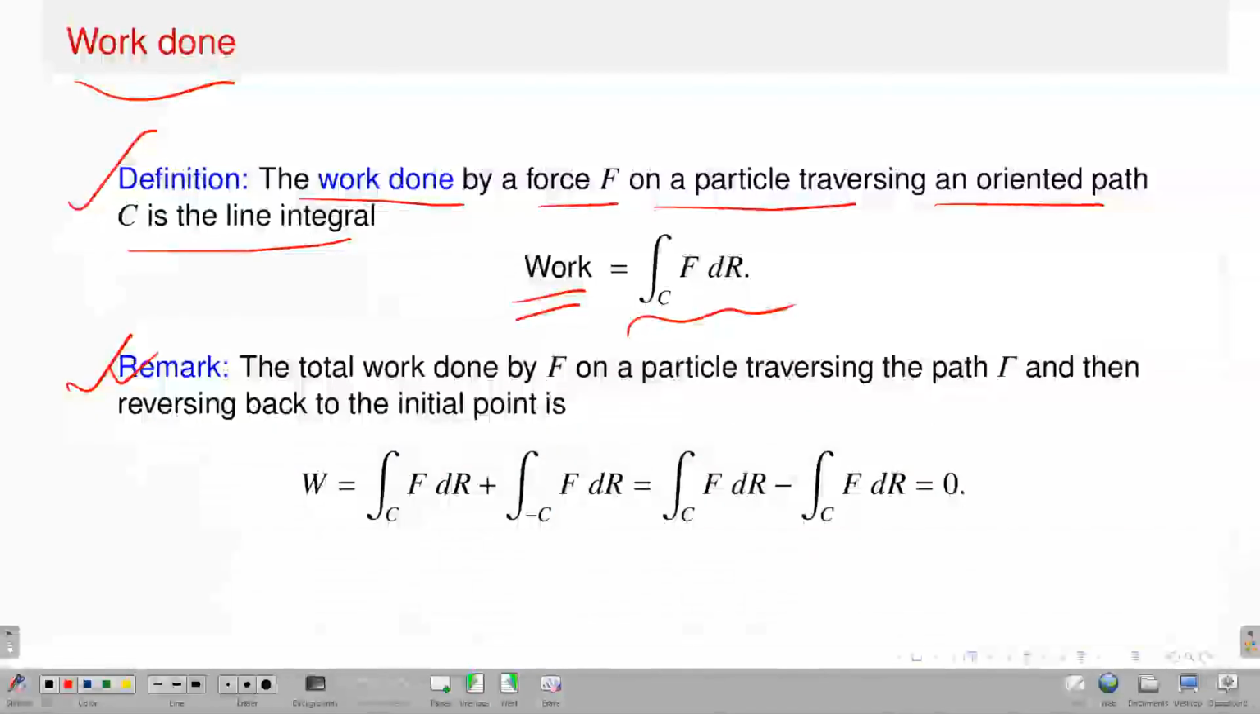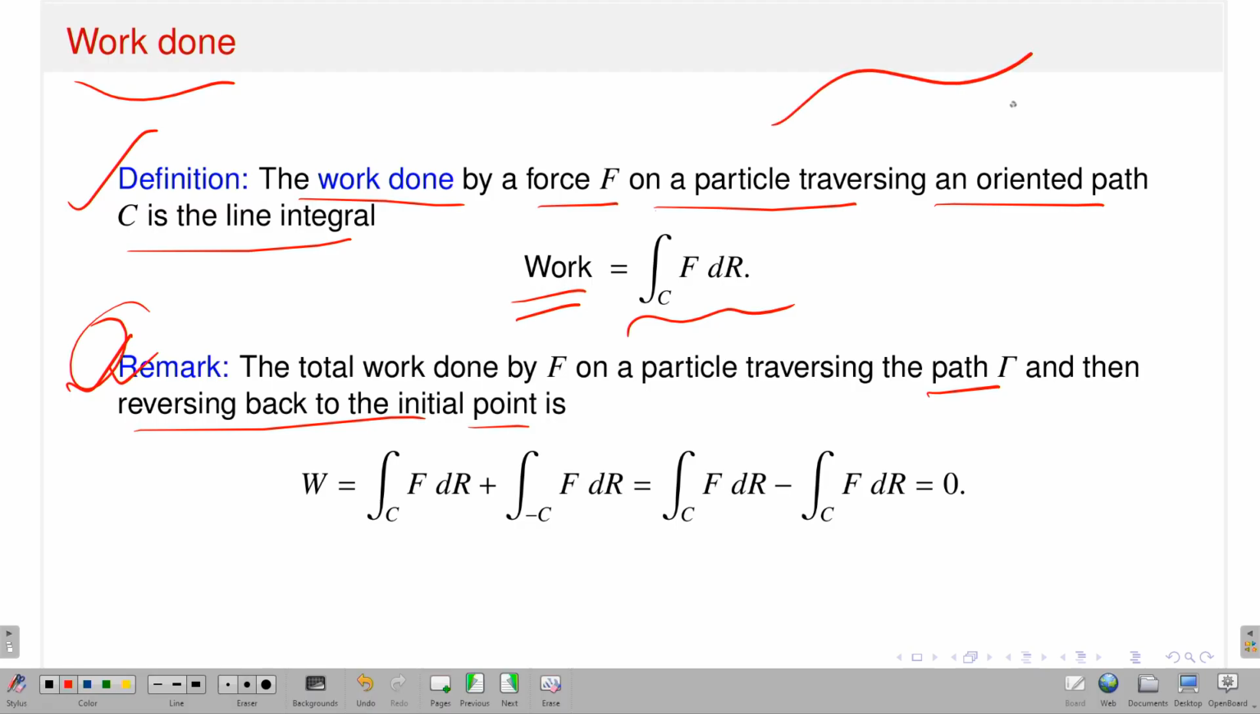Now there is a small remark. It says that the total work done by capital F on a particle traversing the path gamma and then reversing back to the initial point. Suppose this is my path gamma. I am starting from here and going there, and then reversing back to the initial point, so I am going there and then I am coming back to here.